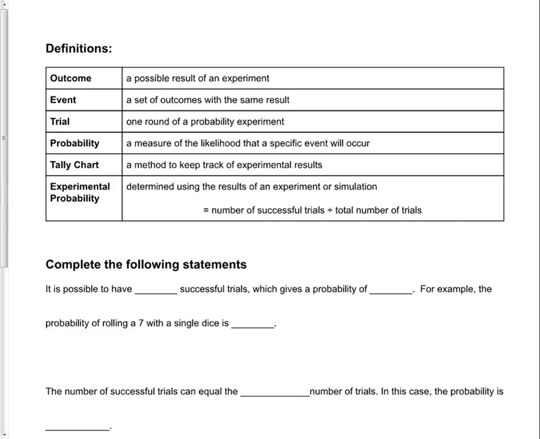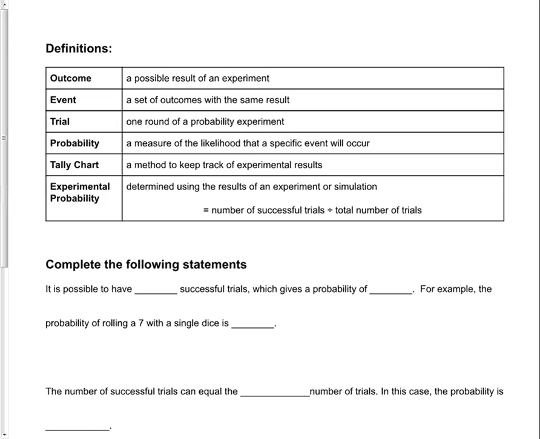So we're going to take a look at some of the definitions that go along with this unit, some specific terms that we need to know. And so the first one that we'll look at is this term called outcome. An outcome is a possible result of an experiment. So it's not actually what happens, but what could potentially happen. An event is a set of outcomes that have the same result.